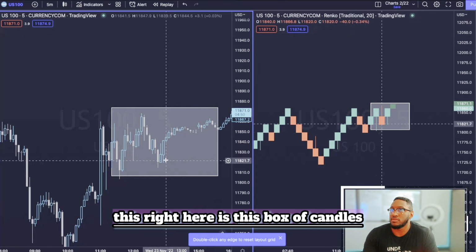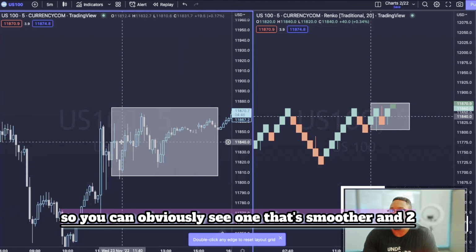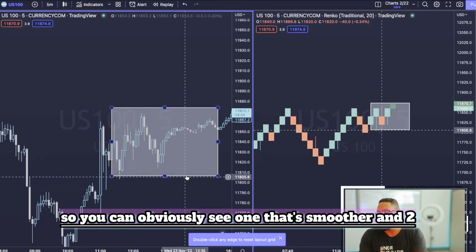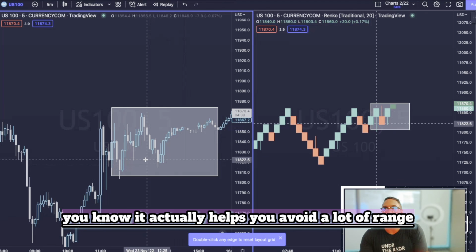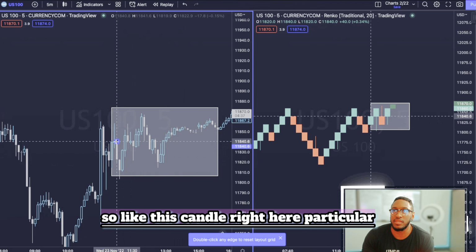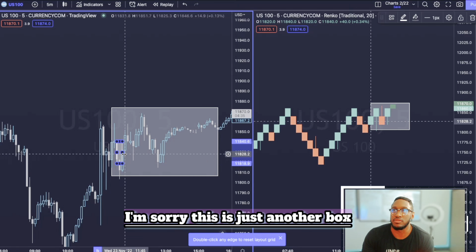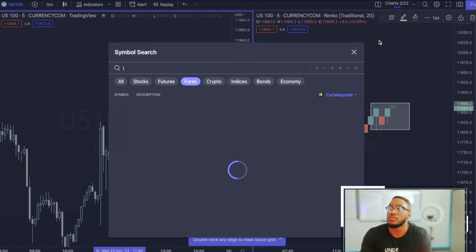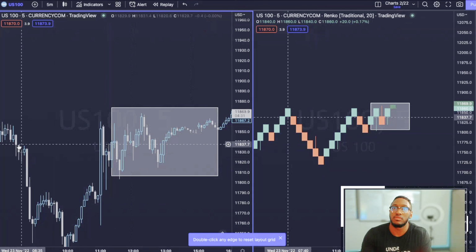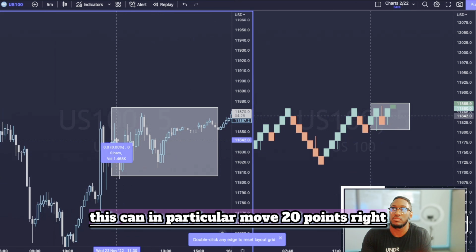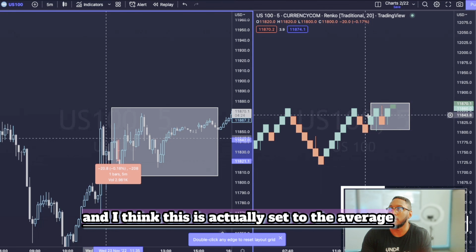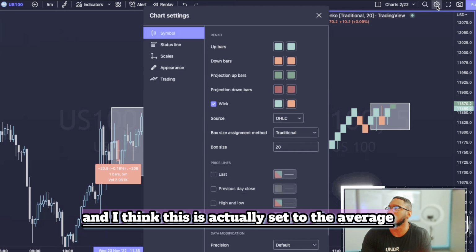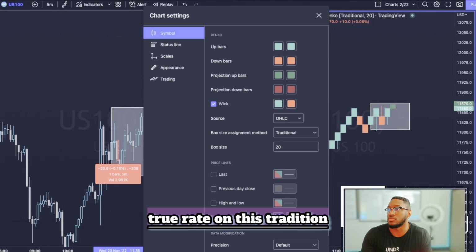This right here is this box of candles. So you can obviously see, one, it's smoother, and two, it actually helps you avoid a lot of range. So this candle right here in particular, I'm sorry, this is just another box. This candle in particular moved 20 points, right? And I think this is actually set to the average true range. Oh no, this is the traditional.